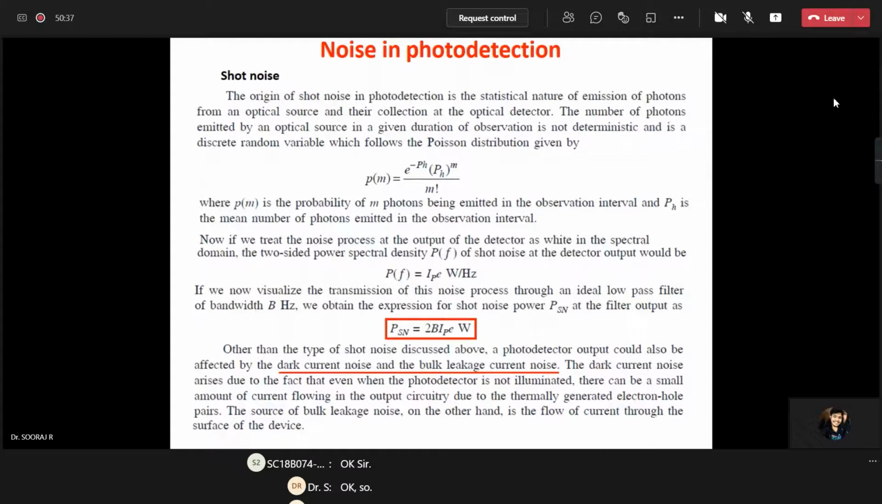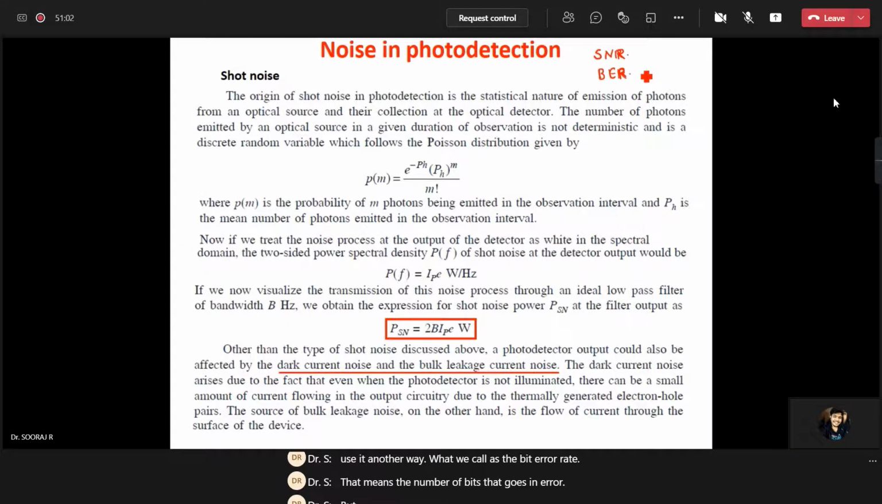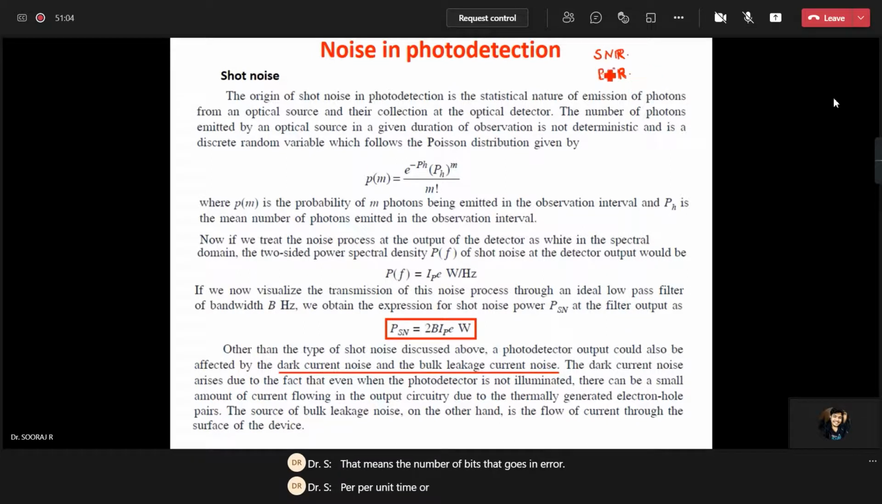Okay, so in detection, the noise is very important. Please note, in the case of analog systems, the important figure of merit is the signal-to-noise ratio. Whereas in the case of digital systems, we don't directly use the signal-to-noise ratio, but we use it in another way, which we call the bit error rate. That means the number of bits that go in error per unit time. That is what is called the bit error rate, which we use for digital systems. So whatever be the case, you always want to minimize the noise.